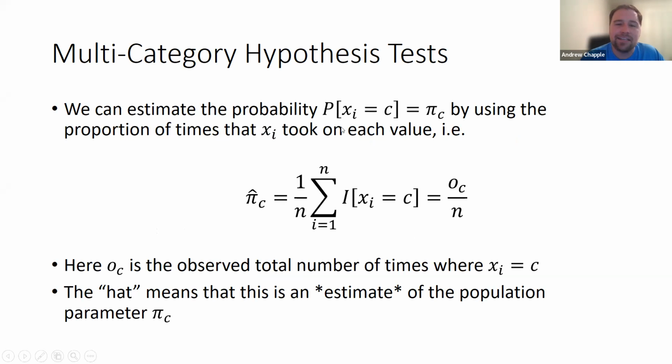So I can estimate the true probability of each dice face by just looking at the proportion of times I rolled a 1, 2, 3, 4, 5, and 6. And that's this here. So I'm saying, hey, look, pi c hat, this is 1 over n times the sum of the indicators for equaling this category value c. So I can observe the number of times that I saw category c, over n. Hat means it's an estimate.